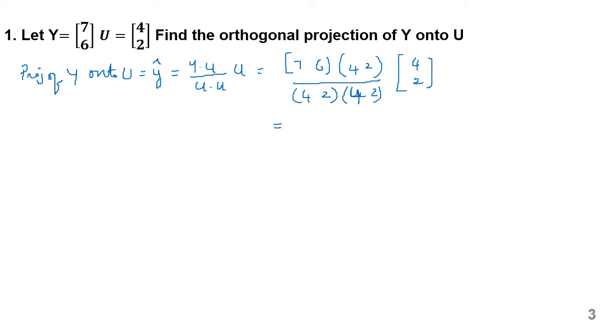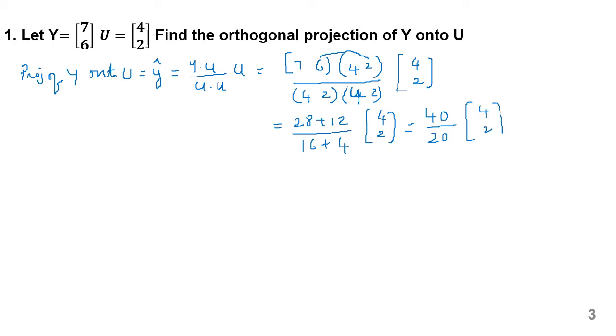So it is equal to 7 into 4 is 28 plus 6 into 2 is 12, divided by 4 into 4 is 16 plus 2 into 2 which is 4, into (4, 2). That is 28 plus 12 equal to 40, divided by 16 plus 4 is 20, into (4, 2), which is 2 into (4, 2), which is equal to (8, 4).